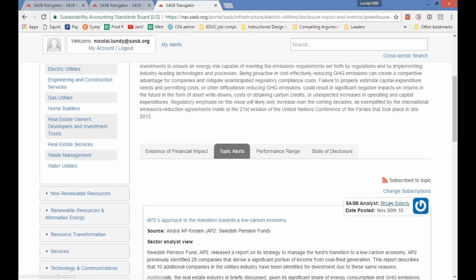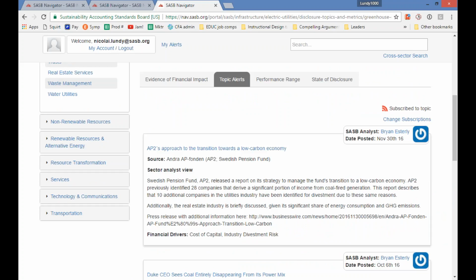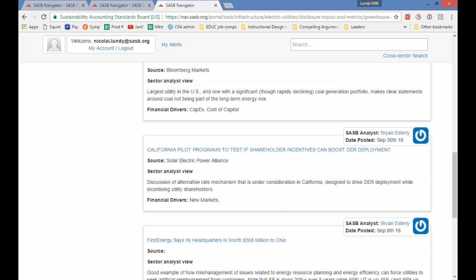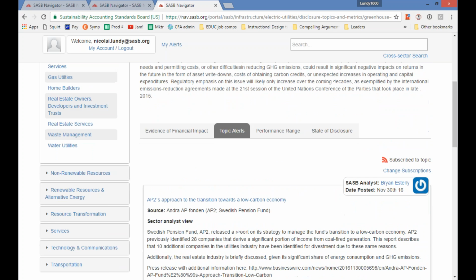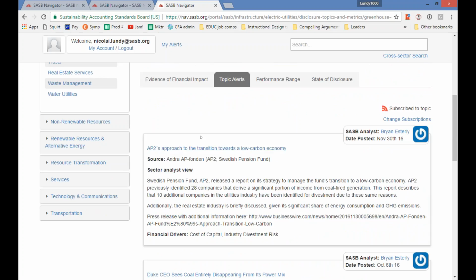And our sector analyst, here's Brian again, he is constantly monitoring how any given topic is influencing the case for materiality, or how new evidence is emerging in one way or another that's reshaping how to think about this topic and its impact on the industry. So it outlines, again, the original source documents. You get a little analysis summary, and you can then click through and go to the document itself.